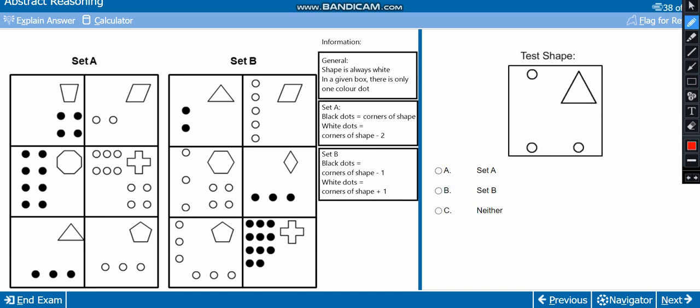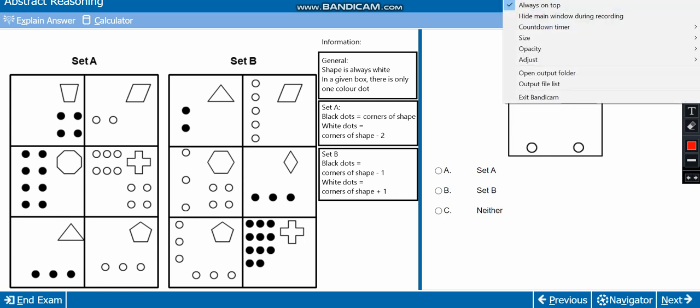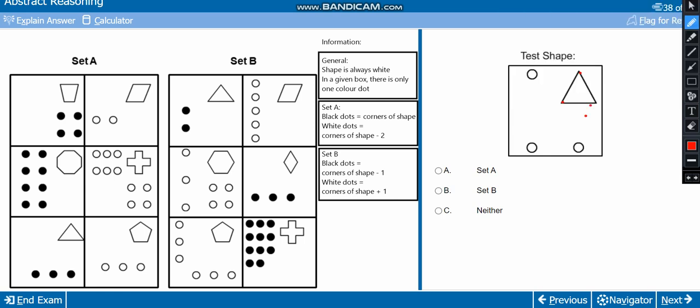Here we have a shape with 3 sides, and along with it are 3 white dots. Now, if we look at both set A and set B, we can't see a set of rules where the number of white dots equals the number of sides within the shape. Therefore, as this test shape goes against both the rules in set A and set B, we can conclude that it belongs to neither sets.